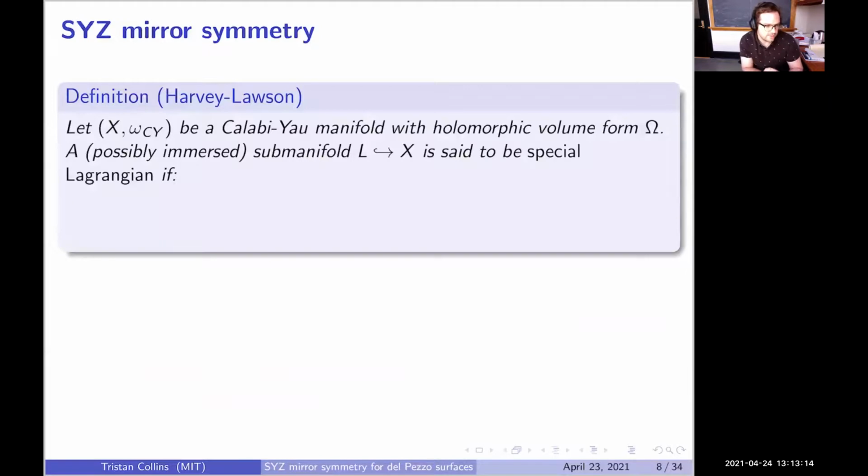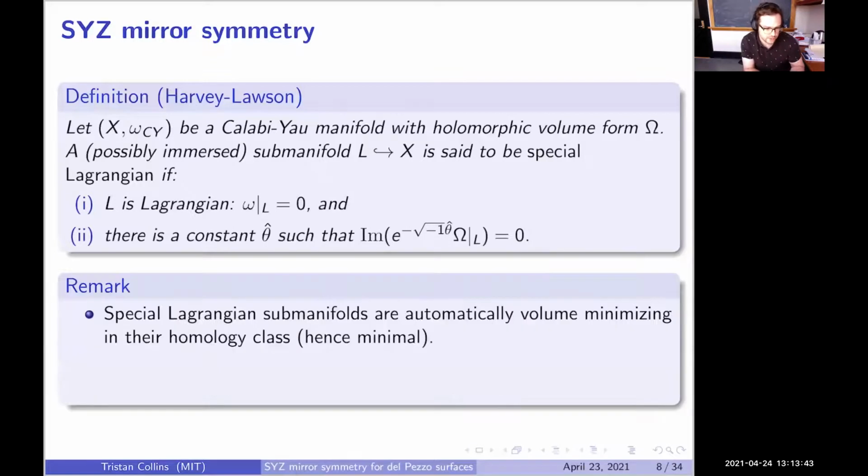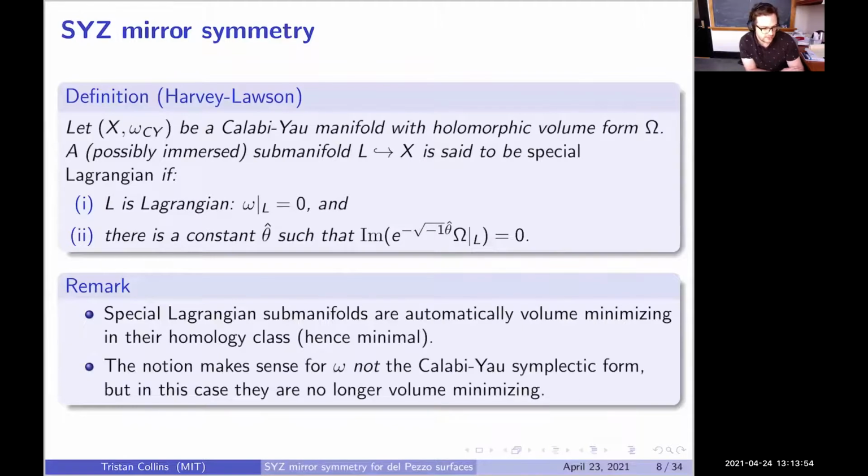So let me recall this definition of Harvey and Lawson. If you have a Calabi-Yau manifold and it has this holomorphic volume form omega, then a possibly immersed submanifold is said to be special Lagrangian if it's Lagrangian, so it annihilates the symplectic form, and it's calibrated by this holomorphic volume form. So in other words, up to possibly rotating the complex volume form by a fixed unit complex number, the imaginary part becomes 0. These were originally introduced because they are calibrated and hence automatically volume minimizing in their homology class. That was the original interest. But it's important to note that the notion makes sense for omega which is not the Calabi-Yau volume form, but in that case, they're no longer volume minimizing.